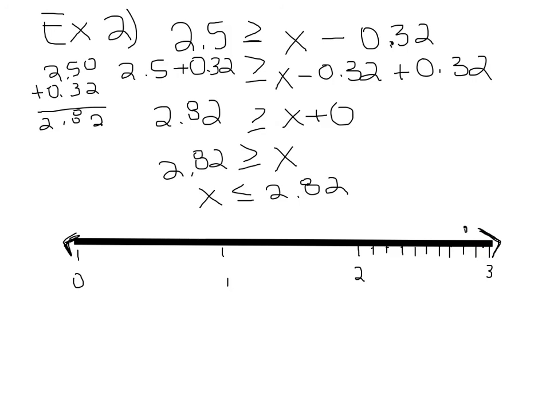Go right about here. It's going to be a closed circle to indicate that the 2.82 is a solution. And again, the less than is going to go towards the left. So I'm just going to do this over in red. Less than goes towards the left.